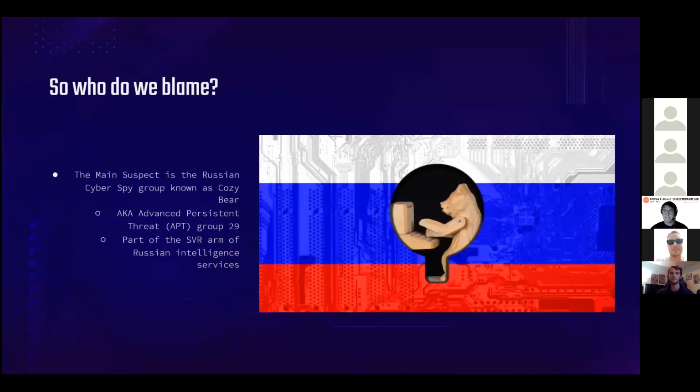So who do we blame? Not much is known about the attackers right now, but the main suspect is the Russian cyber spy group known as Cozy Bear, or Advanced Persistent Threat Group 29, which are a part of the SVR arm of Russian intelligence services.